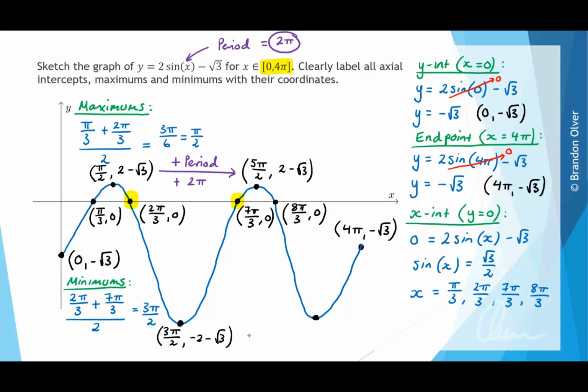Once again, we don't have to find the averages again. We can just add a period on. And adding the period is the same as adding 2 pi, because that's the period of sine of x. So adding 2 pi to 3 pi on 2 will give 7 pi on 2 as the x value, and the y value will remain the same. So it's going to be minus 2 minus root 3. So that is the full graph with all maximums, minimums and axial intercepts labelled with their coordinates.